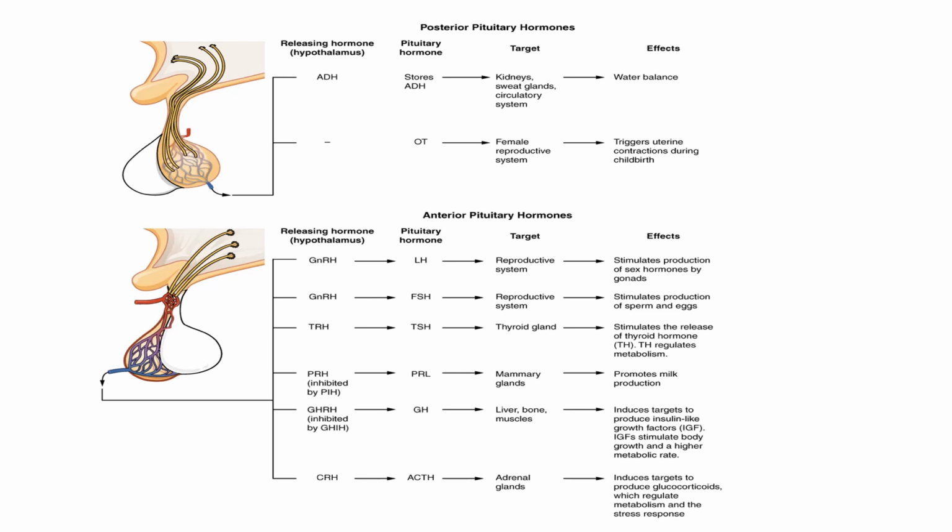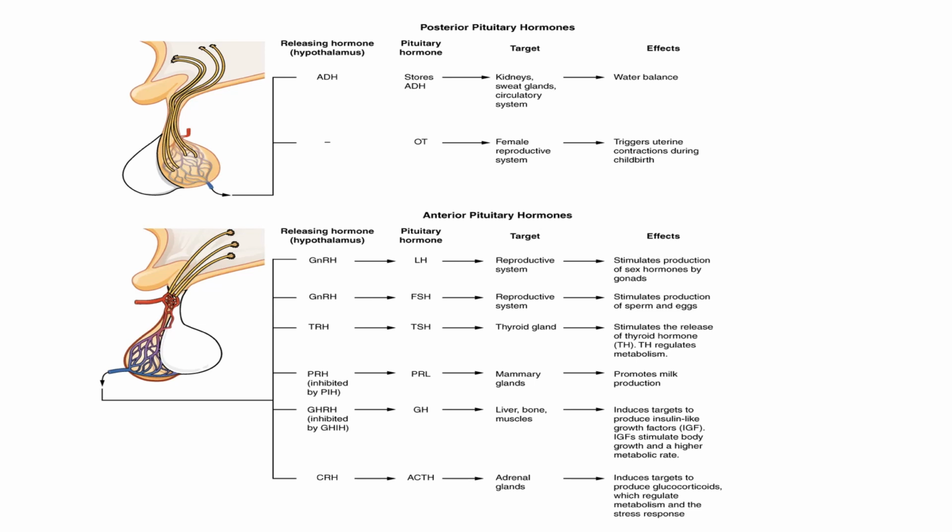As you see in this diagram, the pituitary gland is divided into the posterior pituitary hormones and the anterior pituitary hormones. The posterior pituitary does not produce hormones, but rather stores and secretes hormones produced by the hypothalamus. So when we're looking at the top, you see the releasing hormone from the hypothalamus, you have the antidiuretic hormone. The antidiuretic hormone is stored in the pituitary gland, and it targets the kidneys, sweat glands, and circulatory system, and the overall effect is that it balances water in our system.